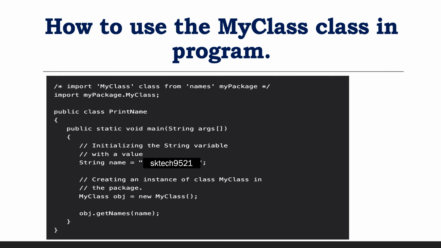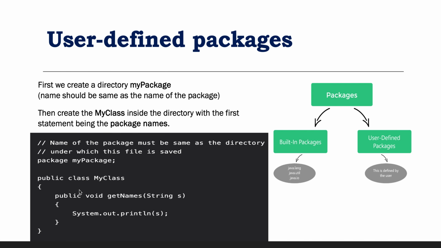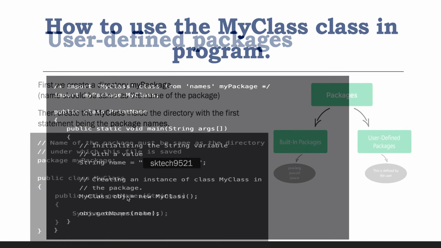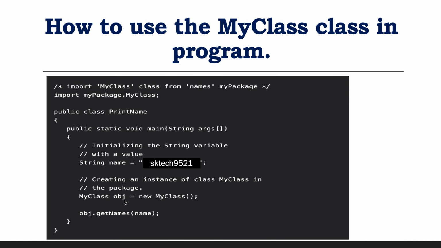So basically the first statement could be the package, and the second statement onward can be import and then the class name. Let's say inside the main method they have created one variable, name, as sktech9521, which is nothing but our channel name. Then let's say they have created an instance of the class my class, the class that we created in our previous example. They want to call this function, so they need to create the object. When they create the object they need this class, right? So instead of redefining that class, what can they do?